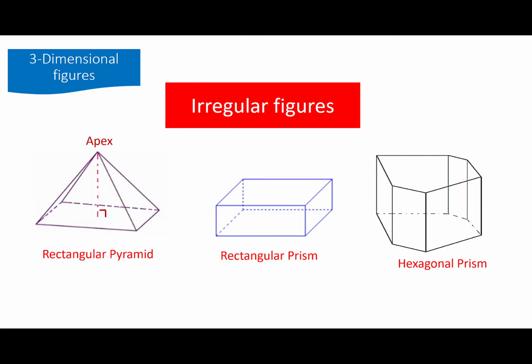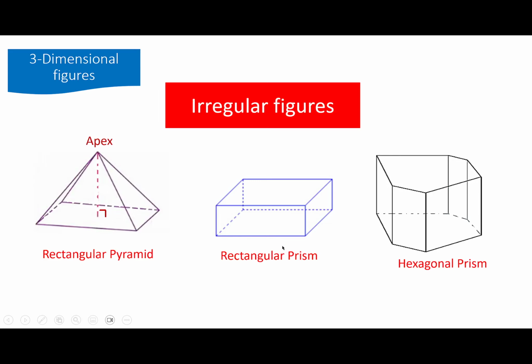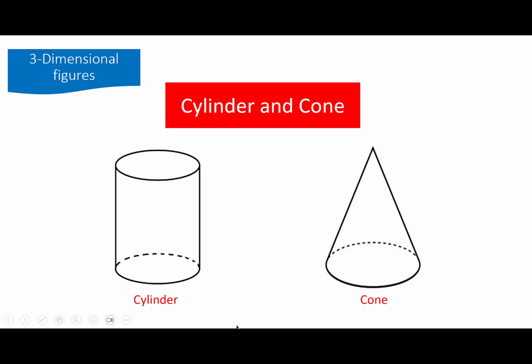Three-dimensional figures. Those are irregular figures, but we see them sometimes. This one we see quite a bit here. That's the rectangular pyramid. The base is a rectangle. And from the apex to the center of the base is parallel to the base. This is a rectangular prism. And this one here, a hexagonal prism, irregular, because look at the base. It's not a regular base. Three-dimensional figures. You know the cylinder looks like that and the cone looks like that.